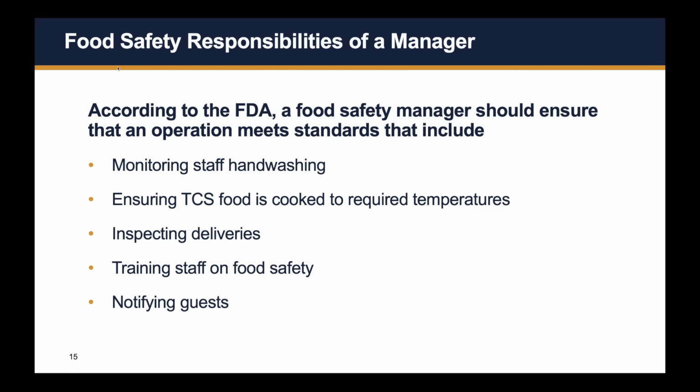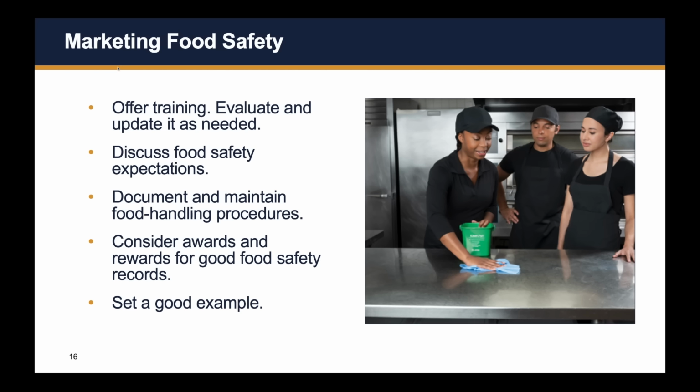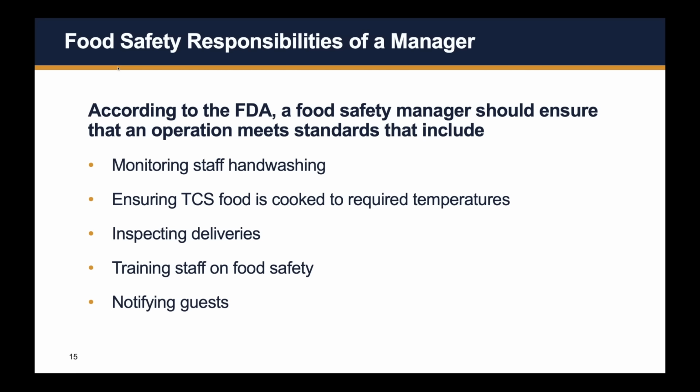I need to get better at coming around to your stations and saying, hey, listen, I want you guys to go wash your hands so that we can re-emphasize the importance behind this information. Ensuring that temperature control for safety, that's TCS food, is cooked to the required temperature. Inspecting deliveries. I go a little bit more in depth into inspecting deliveries in Chapter 3. Training staff on food safety. That's what we're doing here. We do it twice a year, once before we begin cooking at the beginning of the school year and once at the end. And you're going to get this information at all 3 levels, culinary 1, 2, and 3. And then notifying guests.